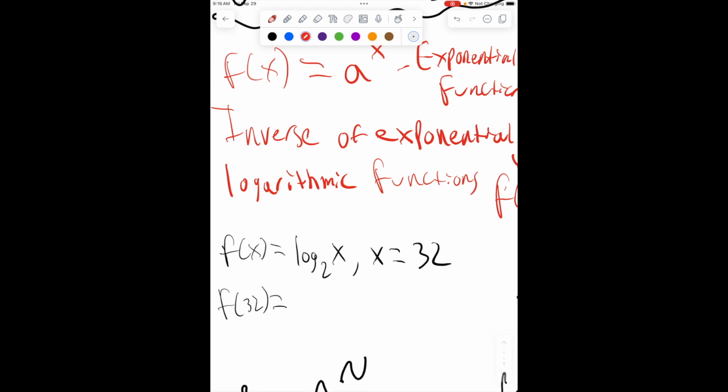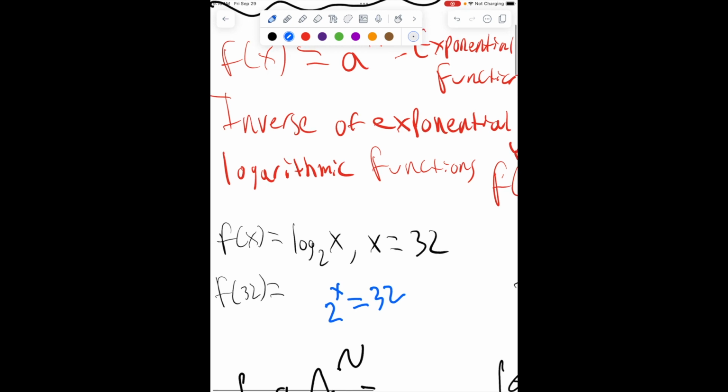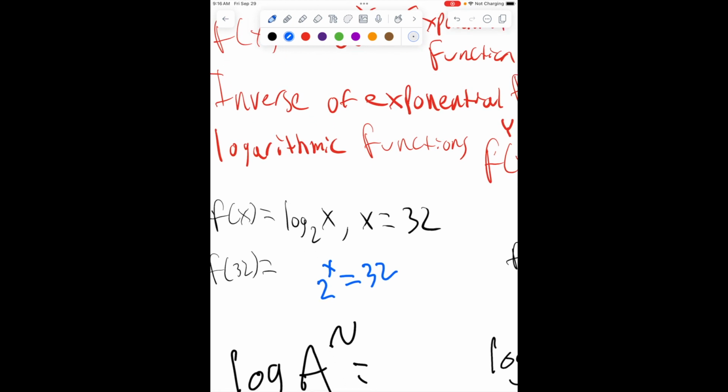So let's say that I have log base 2 of x. Well, I know that I could rewrite log base 2 of x as saying 2 to what power equals 32. And if I'm thinking, okay, 2 times 2 times 2, that's 8. Times 2 is 16. That's 4. Times 2 is 32. So for this function, log base 2 of x, when x is 32, log base 2 of 32 equals 5.